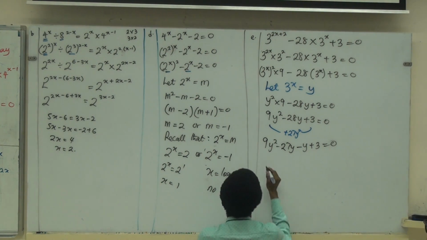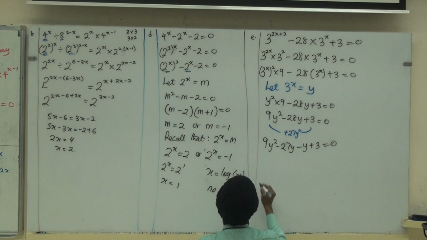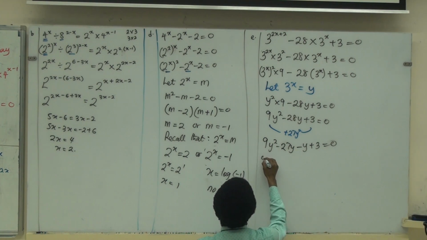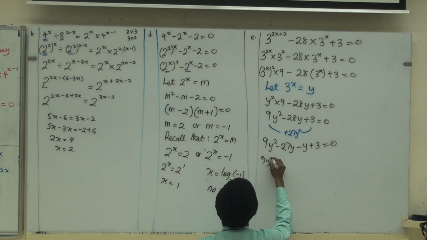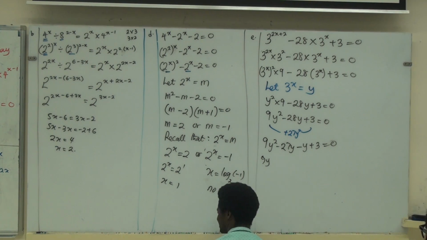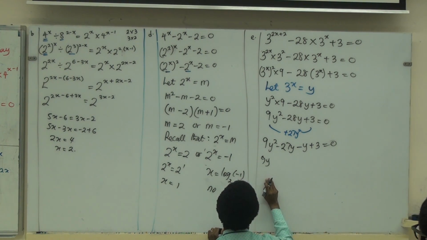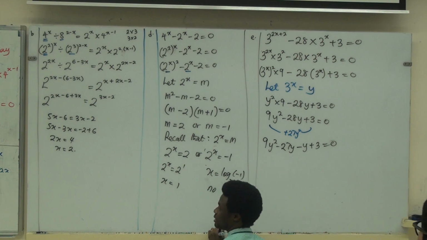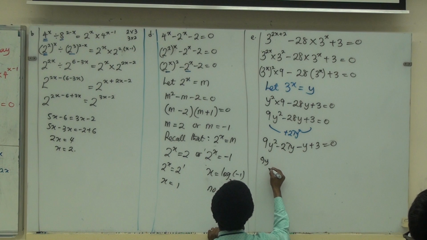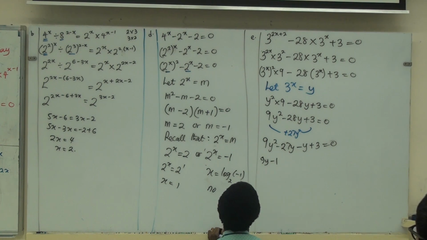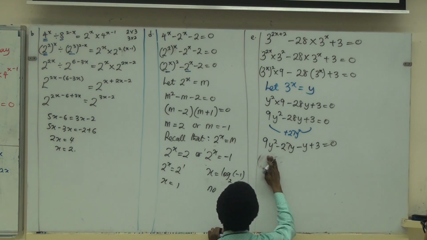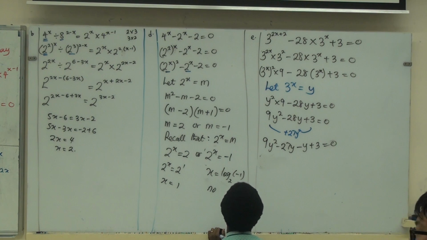Okay, so let's factorize. Come on, everybody, talk to me. 9y squared, minus 27y, minus 1y, plus 3. 9y minus 1, times y minus 3. Say that again. The brackets around the 9y and the minus 1. Like this? No, I don't want that. You need to show me how you got that.